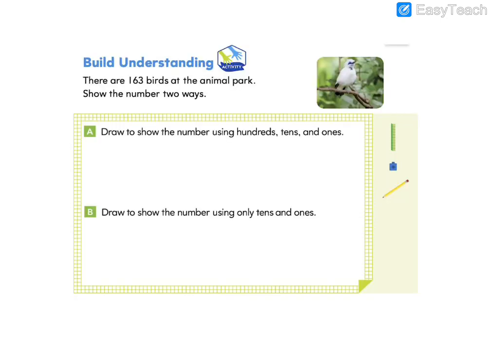So let's look at our build understanding. There are 163 birds at the animal park. We're going to show that number in 2 different ways. So we have 2 sections here to draw. The first one we're going to draw to show the number using hundreds, tens, and ones, just like we've been doing in all of the other ones. There are 163 birds.